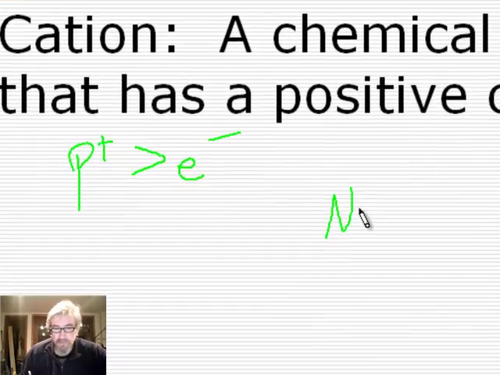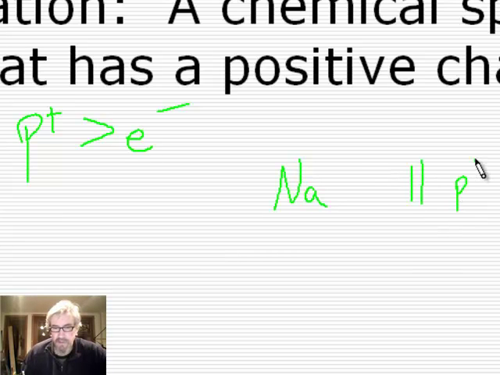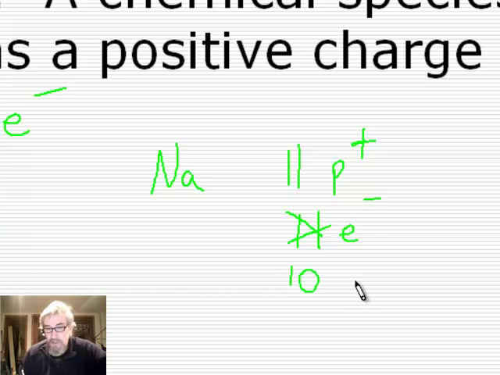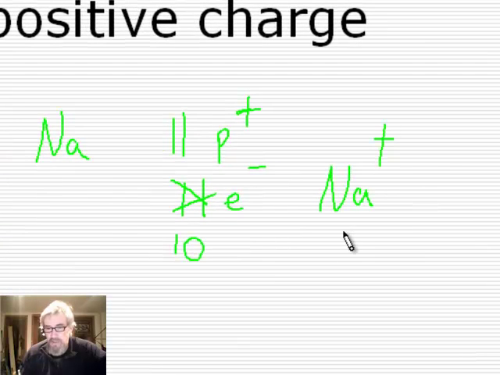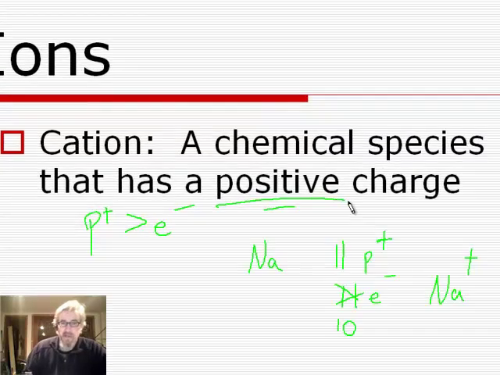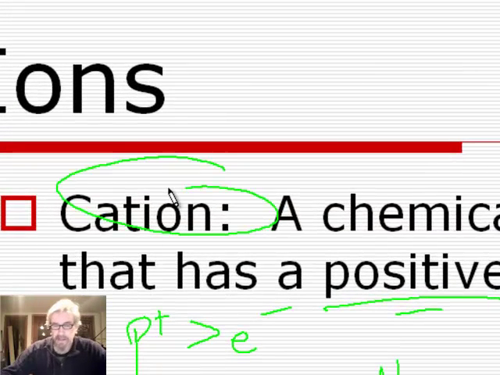If I have sodium, it has 11 protons because that's its atomic number. A neutral sodium atom also has 11 electrons. Now, if I took one of the electrons away and reduced this count to 10 electrons, I would now have one more proton than I had electrons. So instead of being neutral, this sodium would now have a 1 plus charge. That's an example of a cation. When the protons outweigh the electrons, the chemical species has a positive charge, and we call that ion a cation.